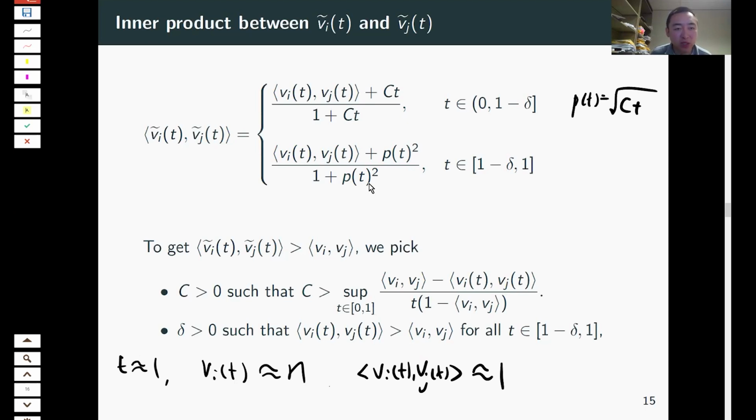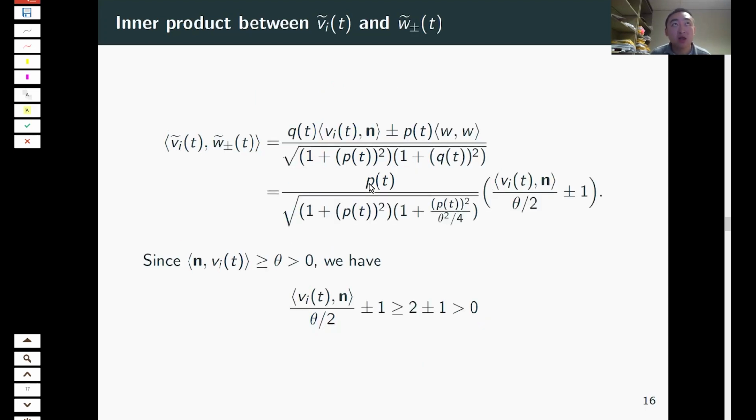All right, so this is the first part of the inner product of VI and VJ. And we will still need to talk about the second part, the inner product between VI and W. Okay, so just recall that we want the inner product, okay, we want VI tilde of T and W tilde prime minus of T to be positive, greater than 0, because originally they're 0.